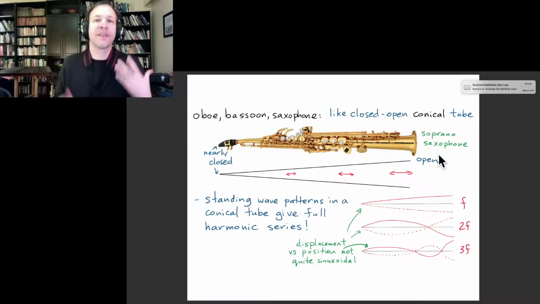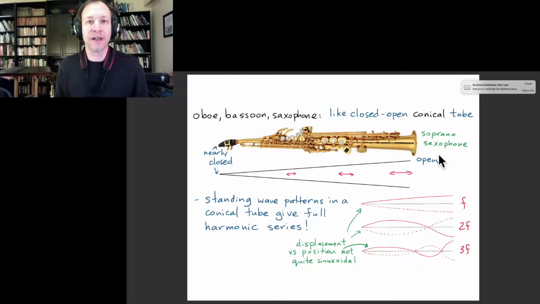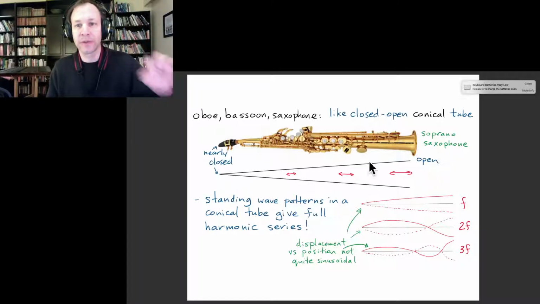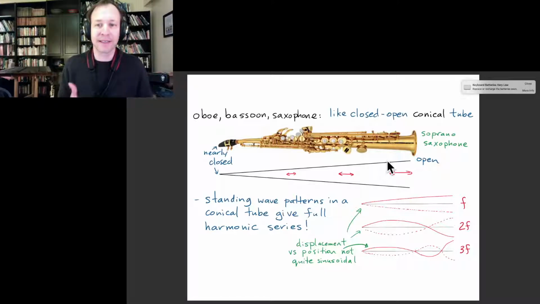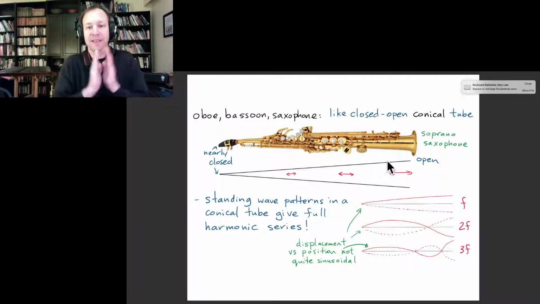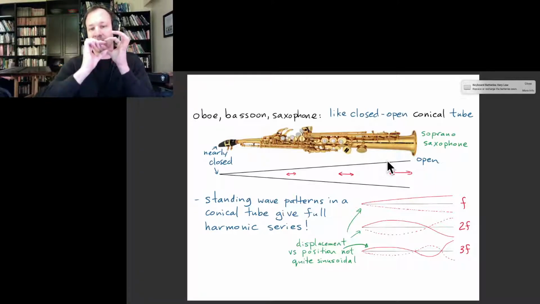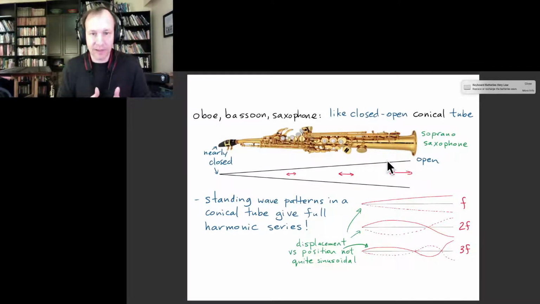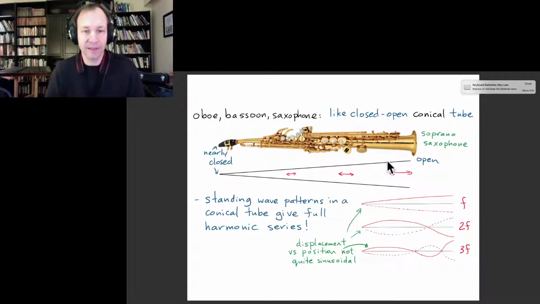And it turns out that that has interesting consequences for the physics. Even though this is a closed-open tube, just like the clarinet, the fact that it is conical instead of mostly cylindrical with a constant thickness matters. Here the thickness increases along the length of the tube.